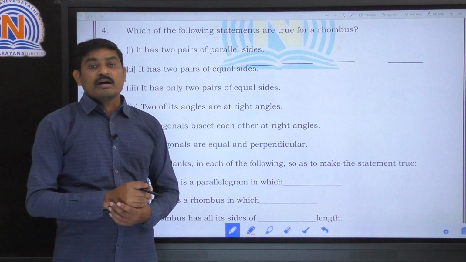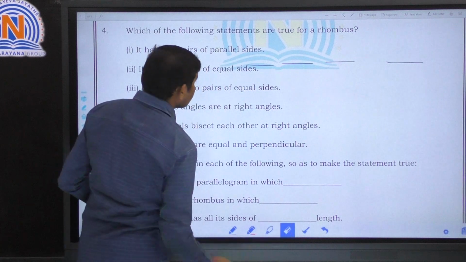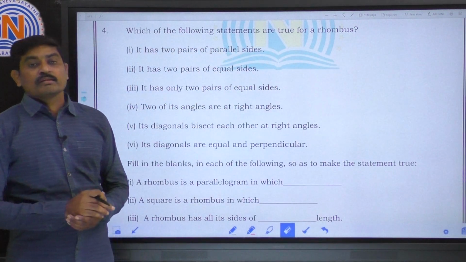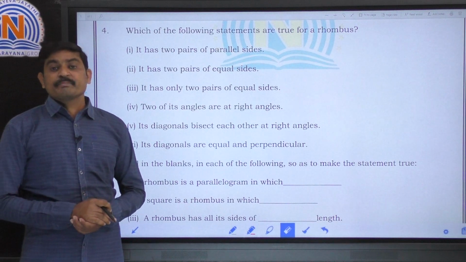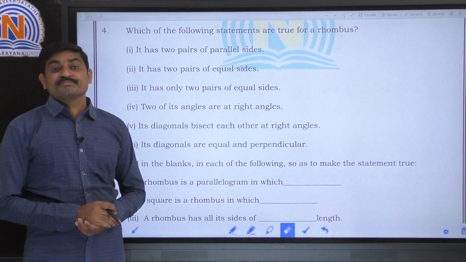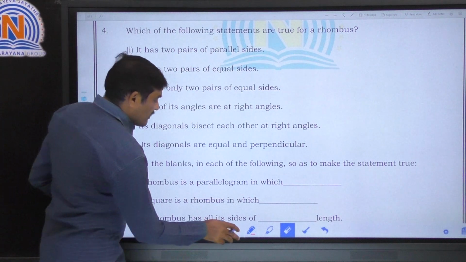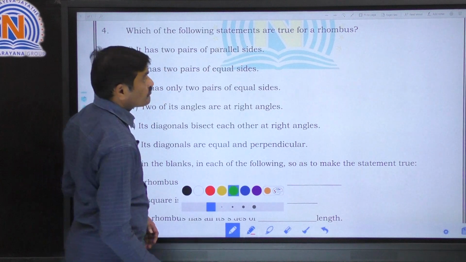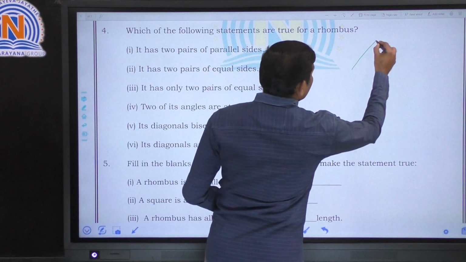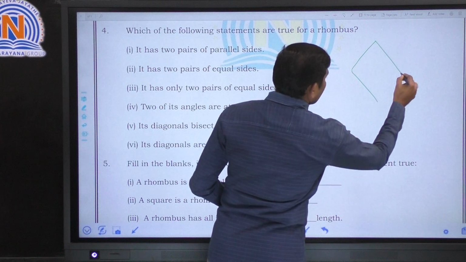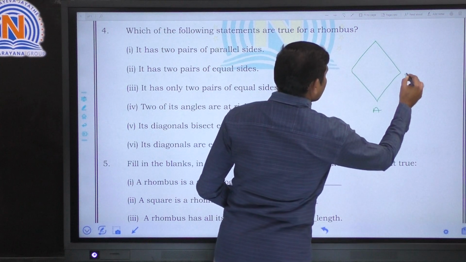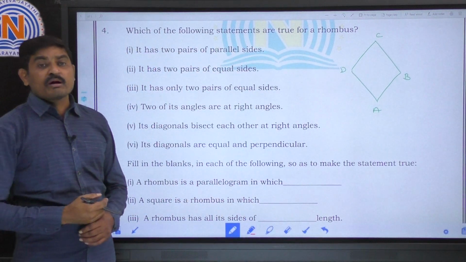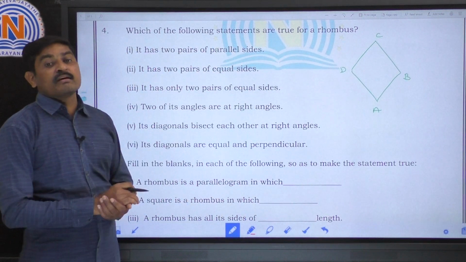So let us move on to the fourth one. Which of the following statements is true for a rhombus? Let us draw the rhombus here. This is the rhombus ABCD. You know the properties of the rhombus, so by using them, let us answer these options.